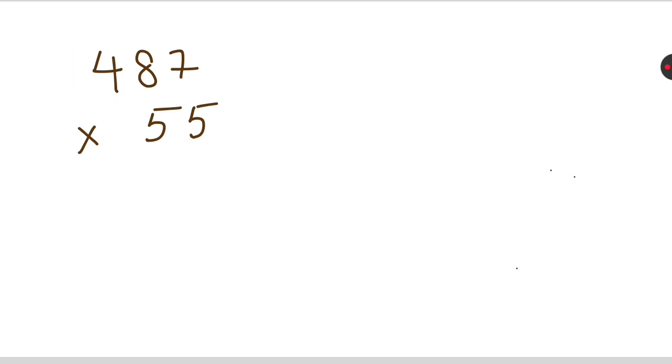In the slide method of multiplication, the first step is to write the first number, here 487, in reverse order. So the reverse order of 487 is 784. Then the second step is to copy the other number, which is 55. Write this 55 on the left side of the first number, on the left hand side.